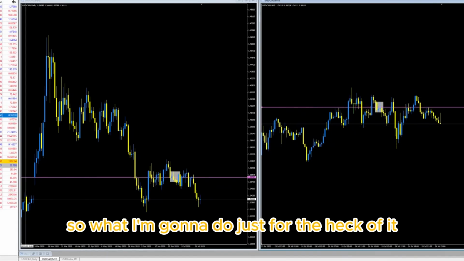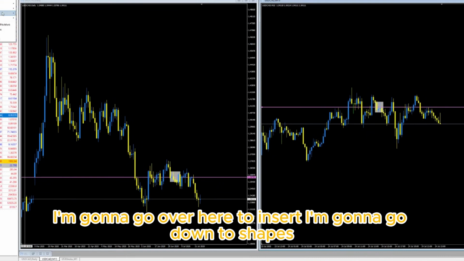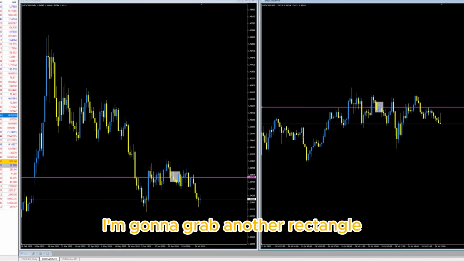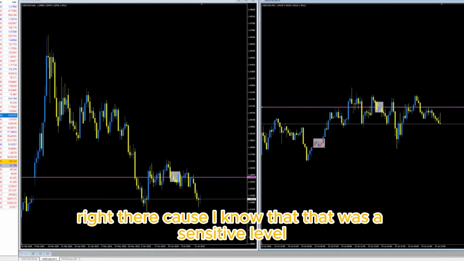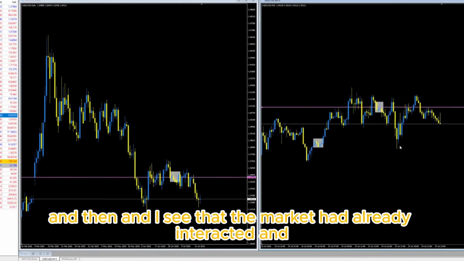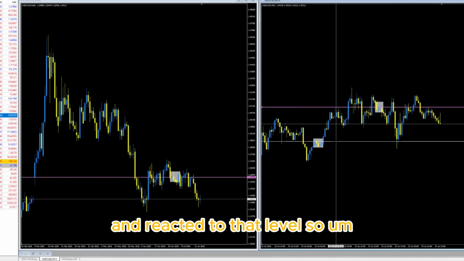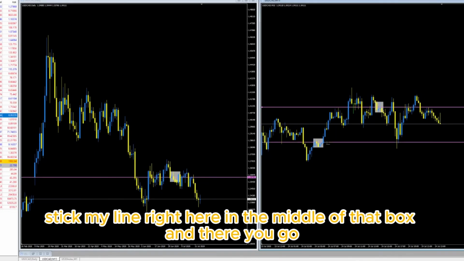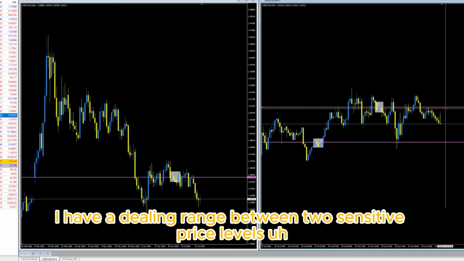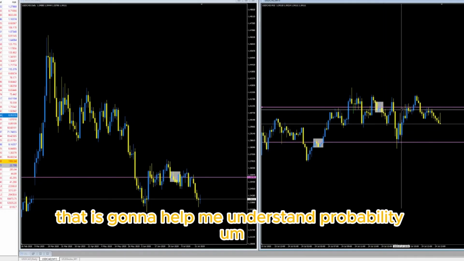So what I'm going to do, just for the heck of it, I'm going to go over here to insert. I'm going to go down to shapes. I'm going to grab another rectangle and I'm going to stick the rectangle on that high and that low right there because I know that that was a sensitive level. And I see that the market had already interacted and reacted to that level. So I'm going to grab my line, stick my line right here in the middle of that box, and there you go. So now I have two levels. I have a dealing range between two sensitive price levels that is going to help me understand probability.